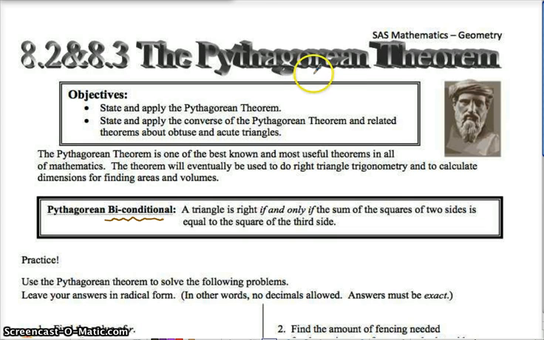Well, again, it's very important that you remember it's related to right triangles, but you probably won't forget that because this whole entire unit is about right triangles. But you need to understand the converse and the Pythagorean theorem, and then see how it's related to obtuse and acute triangles as well. So the Pythagorean theorem is one of the best known and most useful theorems in all of mathematics. The theorem will eventually be used to do right triangle trigonometry and to calculate dimensions for finding areas and volumes. So what is the Pythagorean theorem?